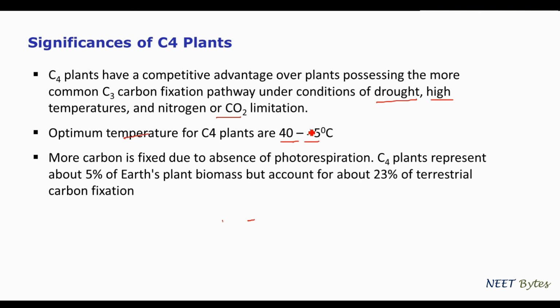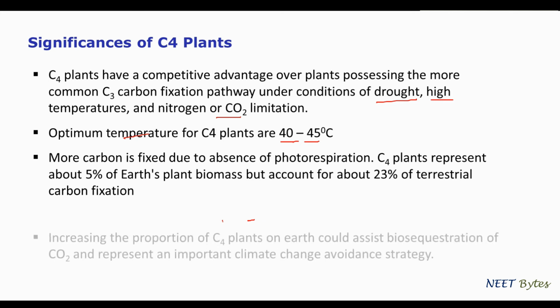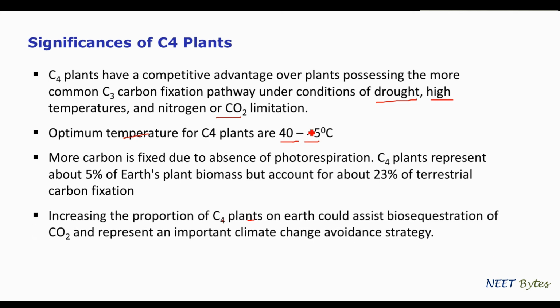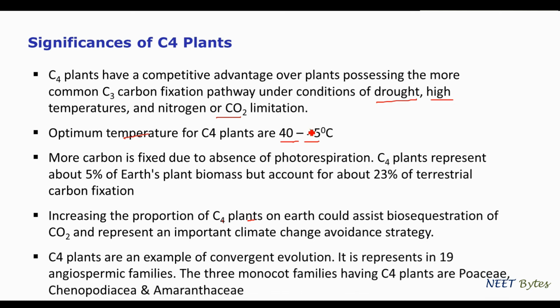So altogether we can say that C4 plants, though they represent only 5% of the total global plants, account for 23% of the biomass accumulation. So you can understand how efficient they are. Increasing the proportion of C4 plants on earth is also going to help us in maintaining the balance of CO2, thereby we can free the atmosphere of the excessive amount of carbon dioxide. So that is also one of the roles of C4 plants.